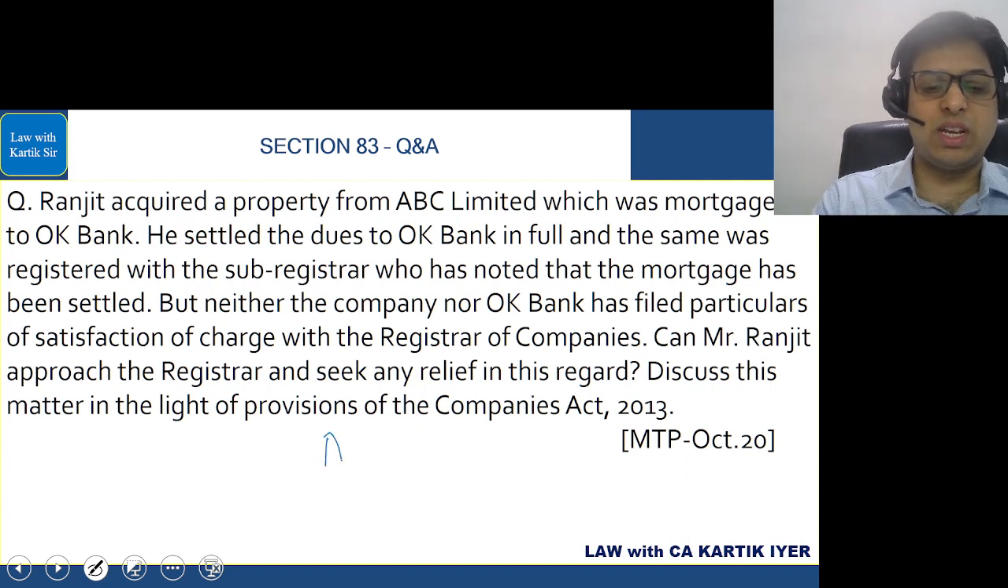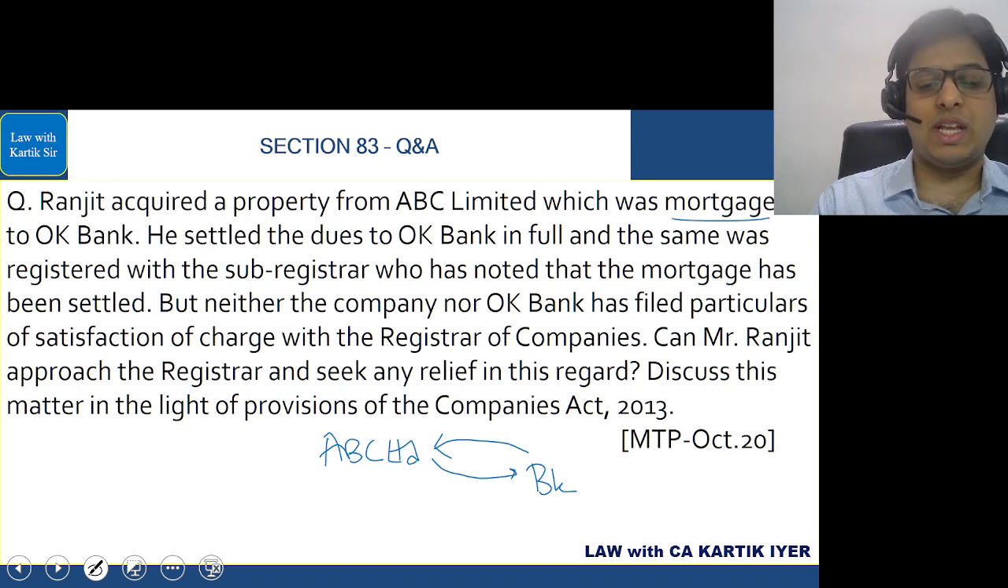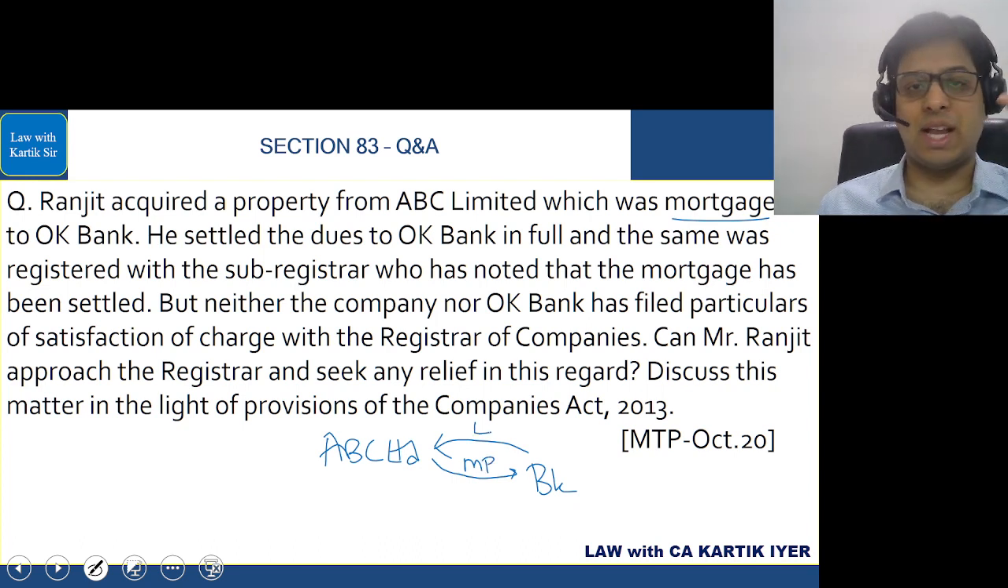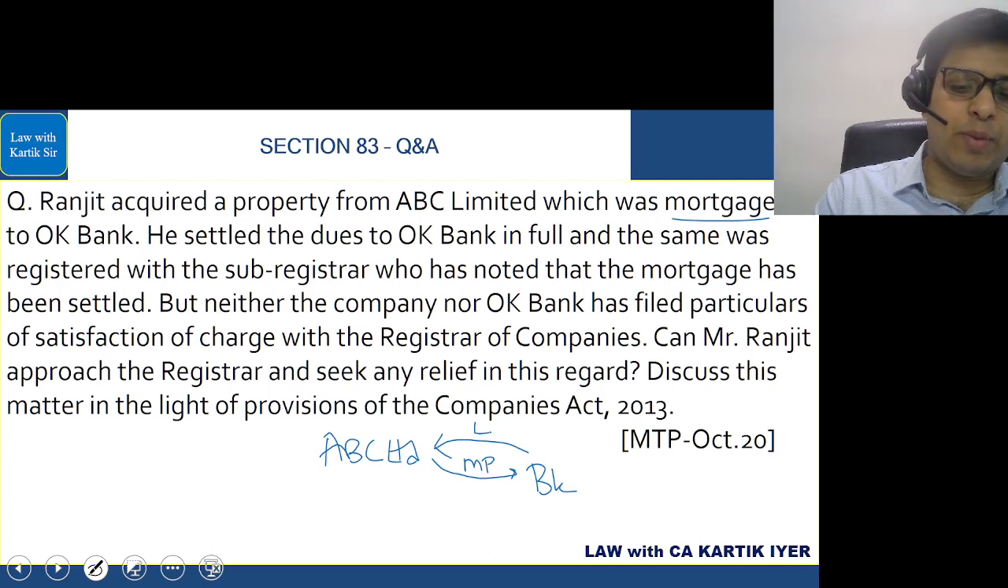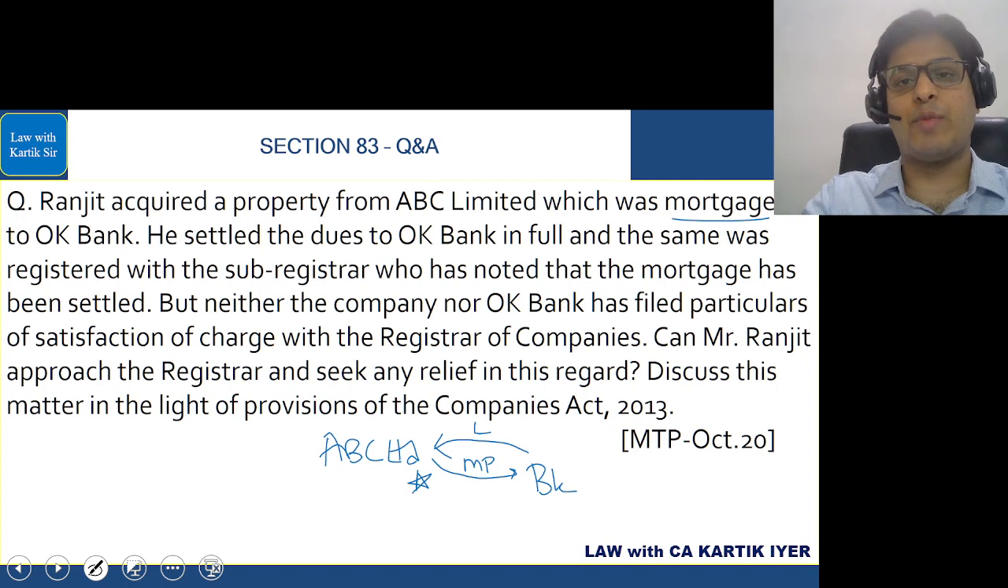So this is the situation. ABC Limited must have taken a loan from the bank. So the bank must have given a loan to them, and ABC Limited mortgaged a property. I'm writing here MP, mortgaging of property, and ABC Limited had taken a loan from the bank. Comfortable? Now imagine this star as the property. ABC Limited mortgaged this property to the bank, and mortgage means they gave the bank the property papers.